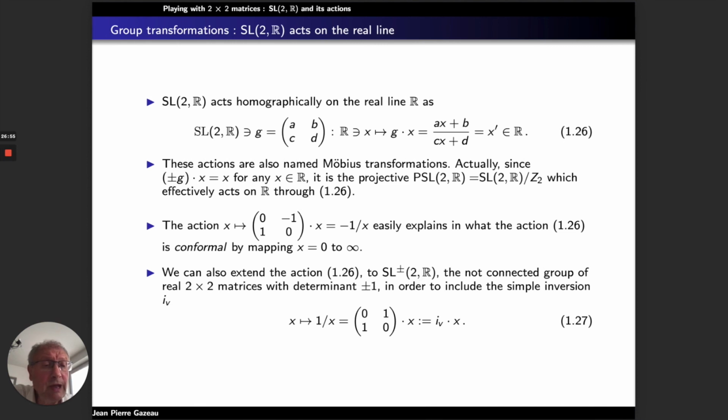Now if you extend the action 1.26 to SL plus or minus 2R, which is a not connected group of real 2 by 2 matrices with determinant plus or minus 1, in order to include the inversion, you will get the real inversion from x to 1 over x. But of course, this matrix is not in SL2R, it is in SL plus or minus 2R.